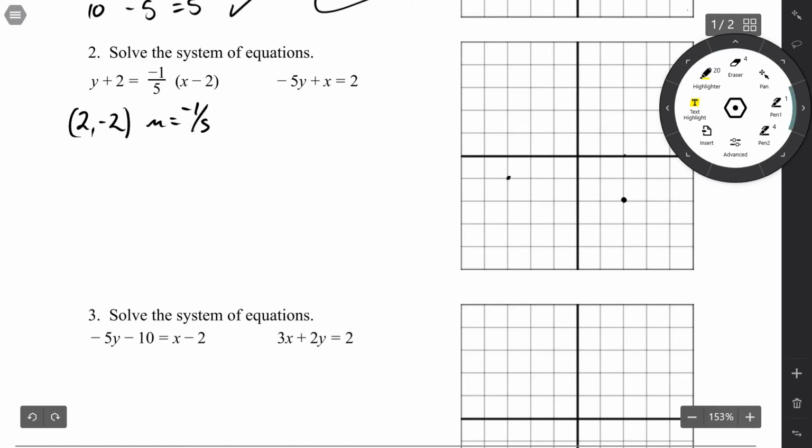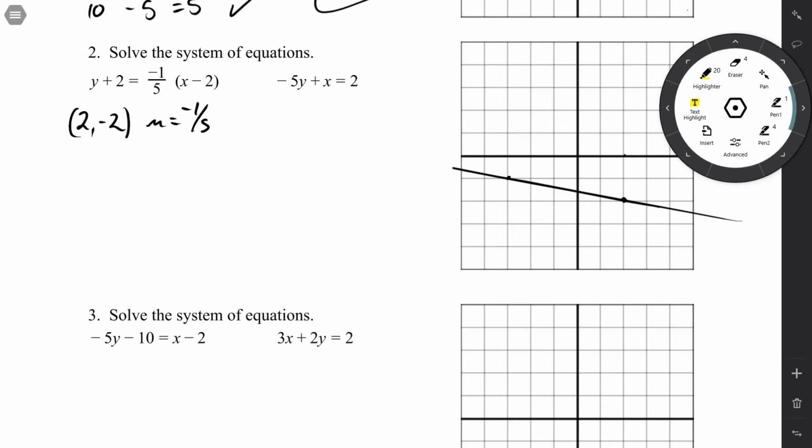That's not a very good line. Let's try that one more time. There we go. All right.